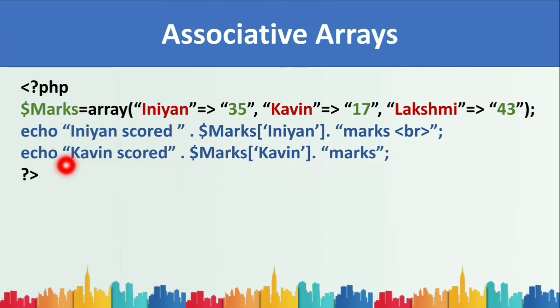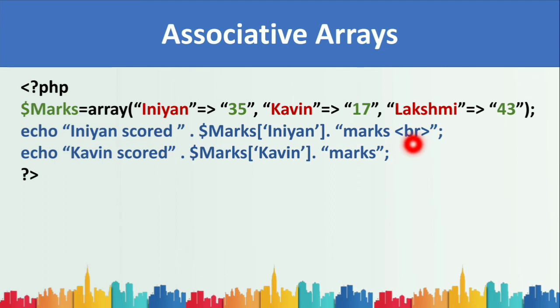Now I hope you know how to write the output. So the echo statement: whatever comes inside double quotes we have to write as it is. This is the dot operator, so you have to join the remaining things. That is what the dot operator does. So marks of Inian. What is marks of Inian? Marks is the variable name and key is Inian. What is that value? 35. So in this place you have to write 35. Then once again inside double quotes we have marks. So you have to end with marks.